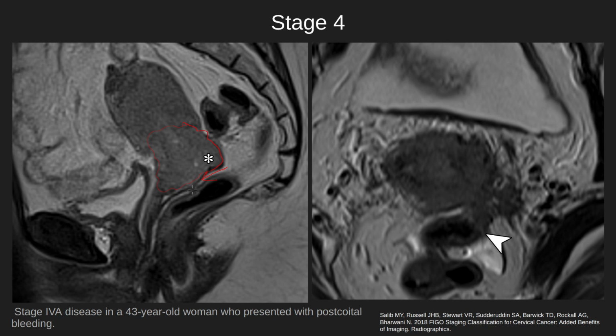So we go to the oblique axial T2 weighted image and see if the tumor is extending. Here we can see the tumor is extending posteriorly, has broken the cervical stroma right here, and is involving the adjacent wall of the rectum right there. And this T2 gray tumor is involving the entire wall thickness of the rectum right here, consistent with stage 4A disease.